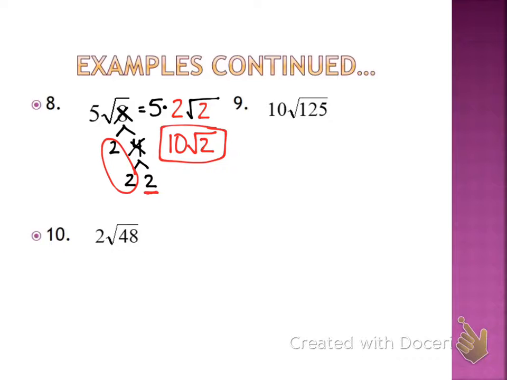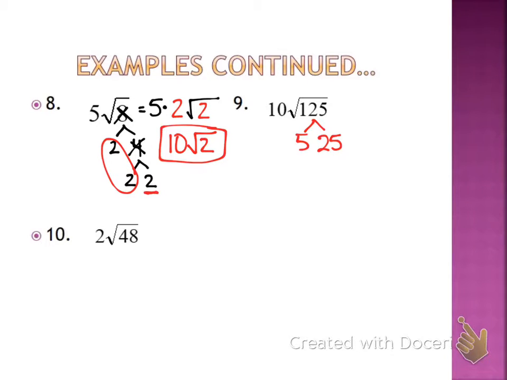On number 9, once again, the number out in front is just going to hang out in front. It's not going anywhere for now. What we are interested in doing is breaking down the 125. So I need to know two numbers that multiply to give me 125. All right, so we know 125 can break into 5 times 25.